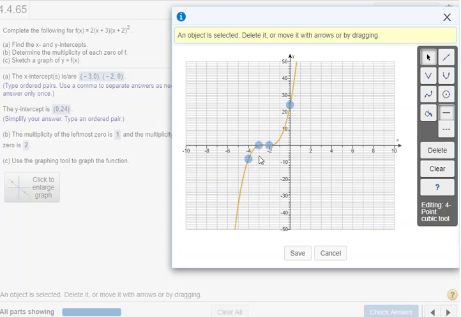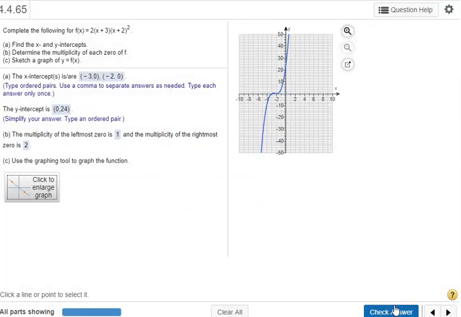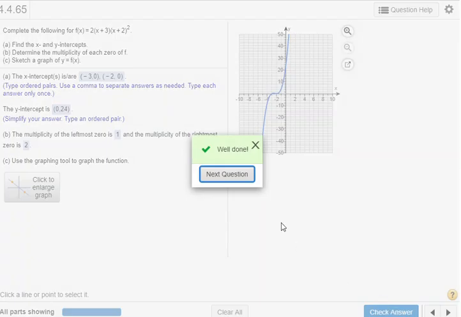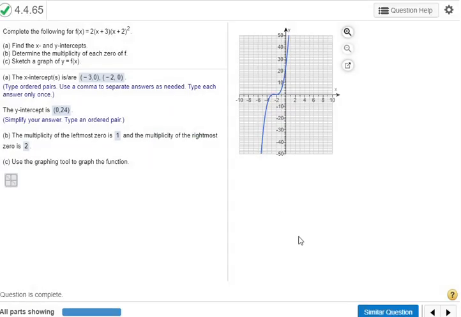So now that does look cubic, and I included the 3 points that I had figured out in the first part of the question, and then I picked a fourth one. So that should work. We're going to hit save. We're going to check our answer, and we did get that one done correctly. So hopefully that helps in doing this question.